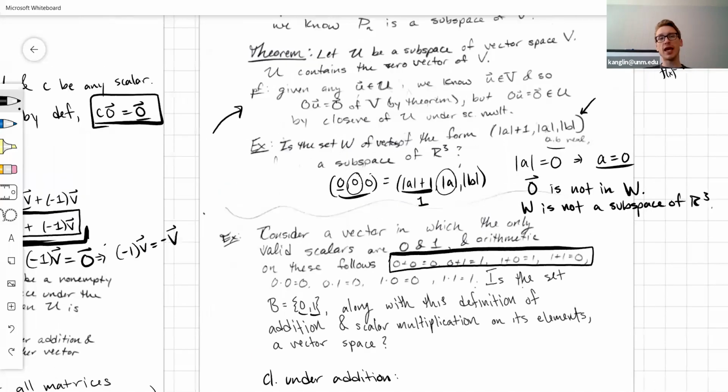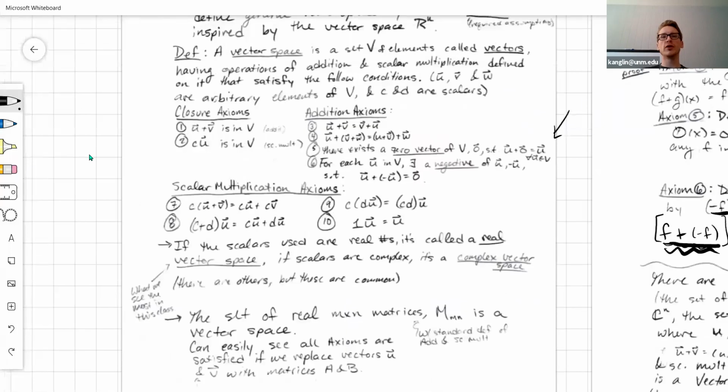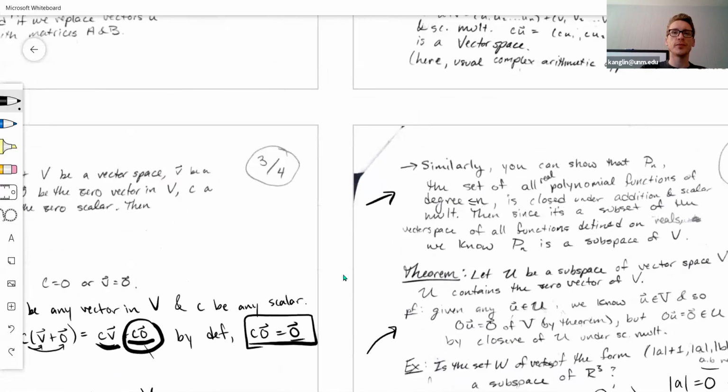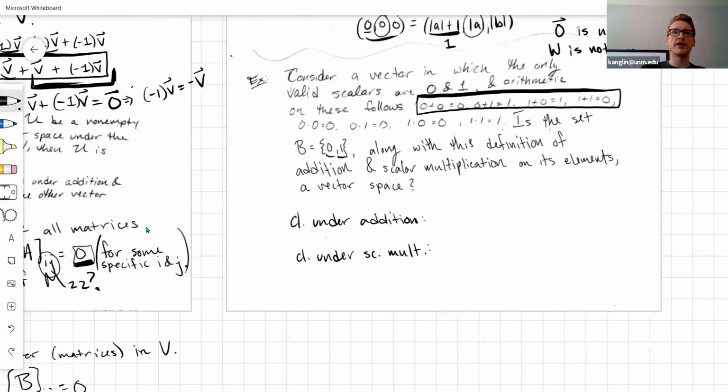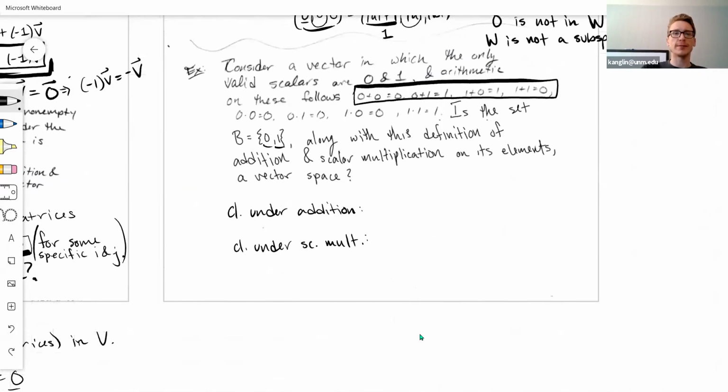Now, checking the rest of the axioms is something I will leave to you. See if you can go through these axioms if you want extra exercise in this stuff, and determine whether all of them are satisfied with this very strange definition of what may be a vector space. Very atypical vector space.